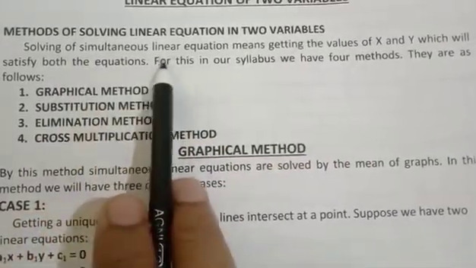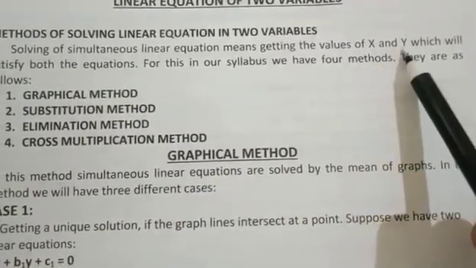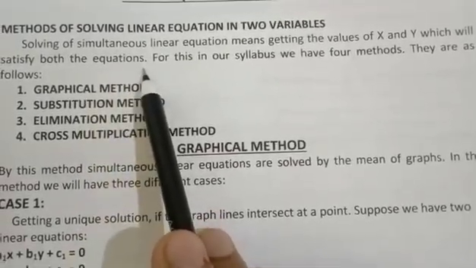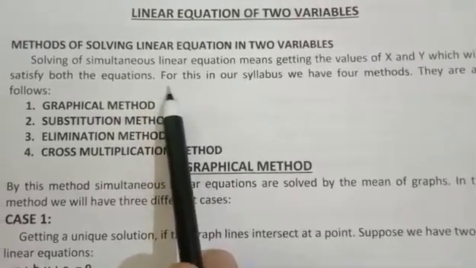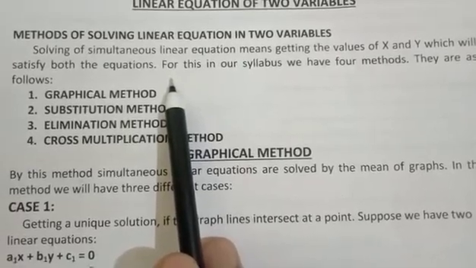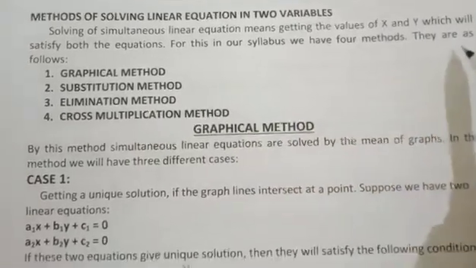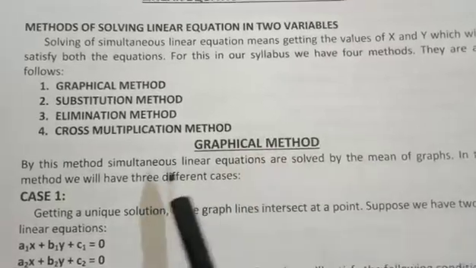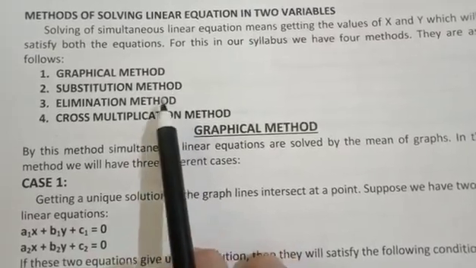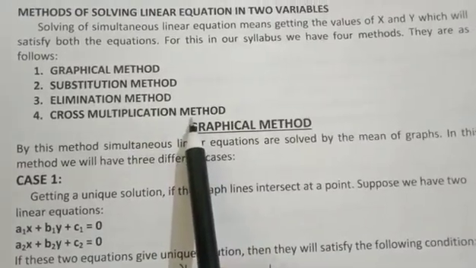Solving of simultaneous linear equations means getting the values of x and y which will satisfy both the equations. Now solution means, as we have discussed in the earlier video, the values of x and y which are going to satisfy both the equations. For this, in our syllabus we have four methods, and they are as follows. Number 1 is the graphical method, 2 substitution method, 3 elimination method, and 4 cross multiplication method.